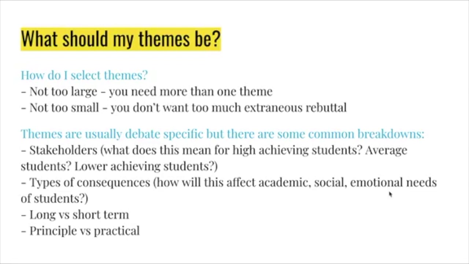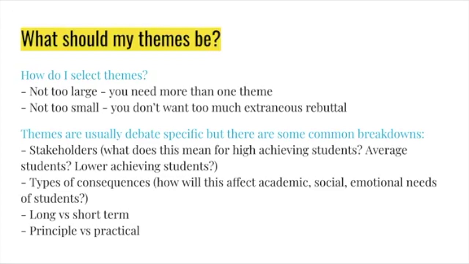So themes are usually debate specific. You should definitely tailor them to the debate, but there are some common breakdowns which can make your life easier, at least when you're trying to work out what the themes could be. Maybe consider these ones. So you can often divide debates into stakeholders. For instance, the example I have here is high achieving students, average students, and low achieving students. If you think there are different effects depending on who you are in the debate, that's often a good route to take. You can also do it based on types of consequences.